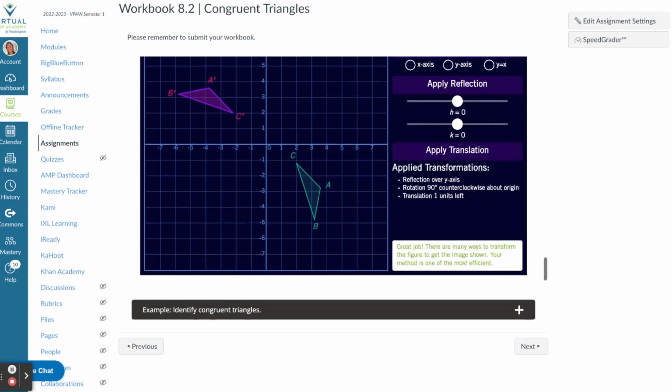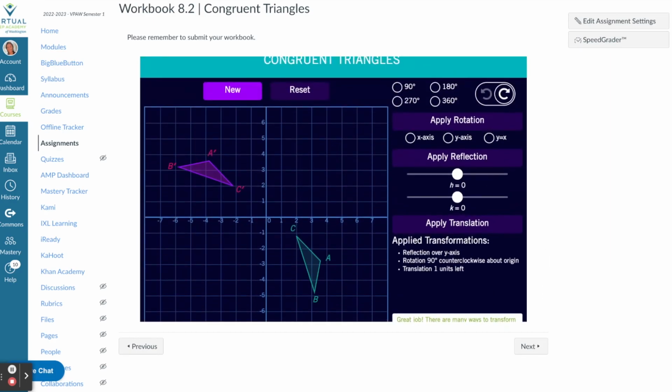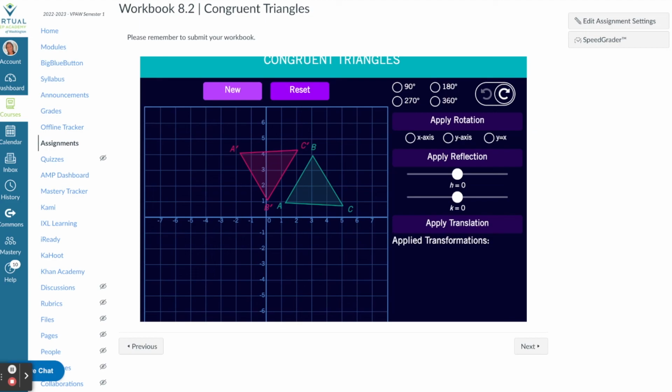So I would go into workbook 8.1, and you can do as many of these as you want. You could just click new and see how many you can get to line up using only rigid transformations. Like I said, it's kind of nice that you don't have to sit there with a piece of paper and graph each individual one. You just get to click around with the different transformations until you can get them to line up.